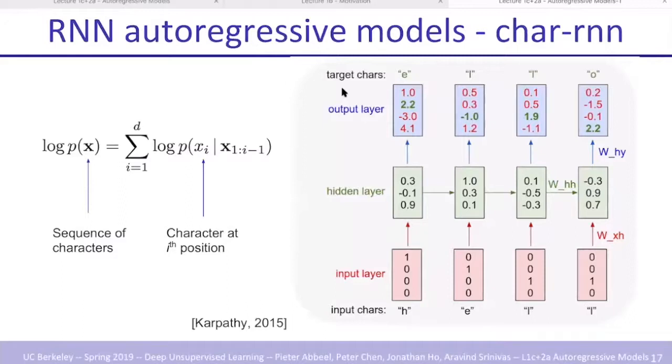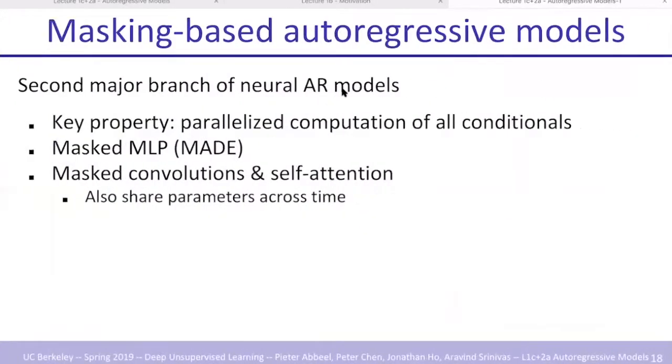Okay, but let's keep this in mind when we talk about attention, then we can see how it helps with that. All right, so finally, this is the end of what we recap so far. Now I'll be talking about something new called masking-based autoregressive models.